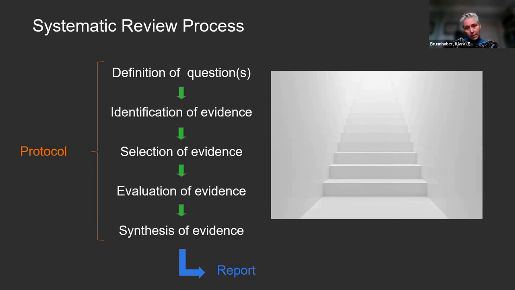You evaluate them for their quality and other aspects. You synthesize them, so you summarize them in some way. And then you write it all up in a report. In your protocol, you would describe the methods used in order to conduct your systematic review. Ideally, this process is like a beautiful staircase, one step after the other.